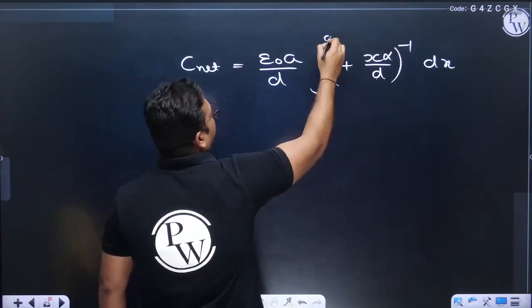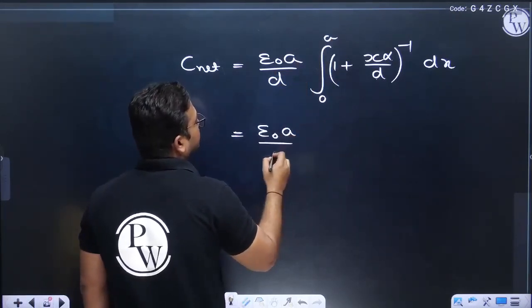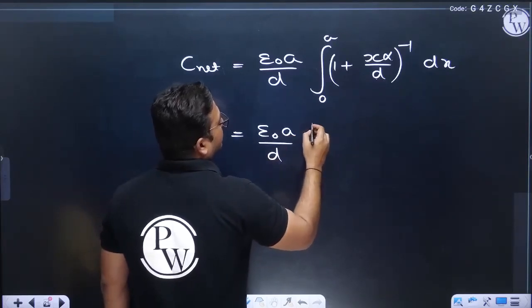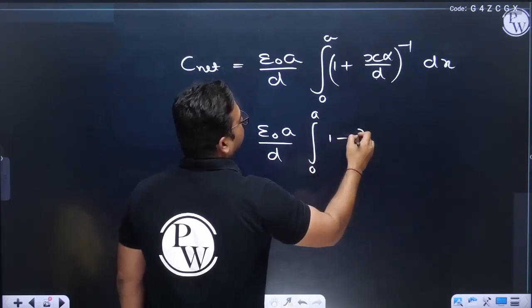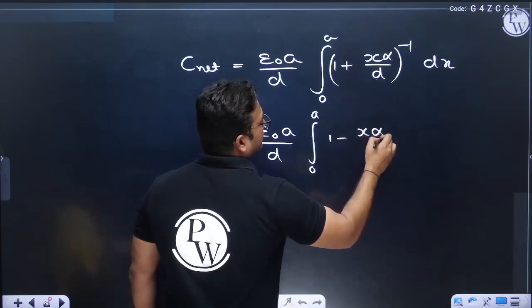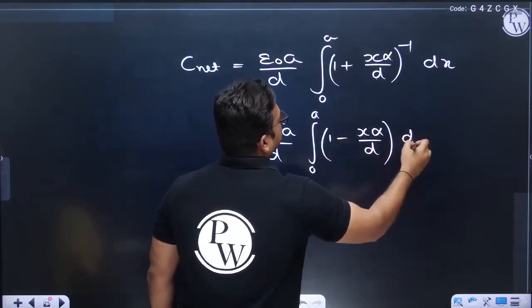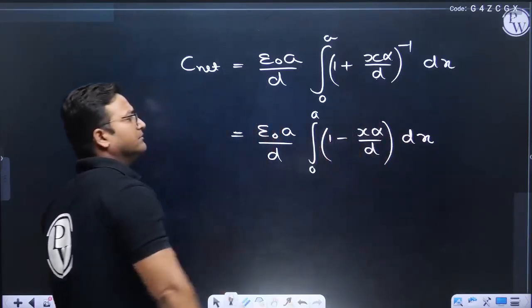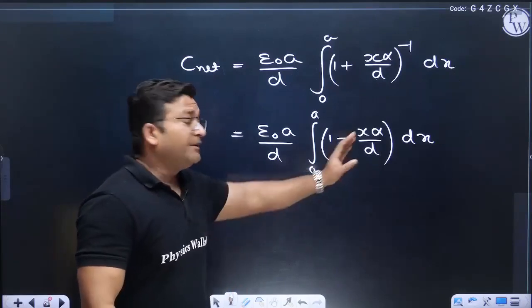Integration from 0 to a, epsilon naught a by d, and here it becomes from 0 to a, 1 minus x alpha by d, dx, and all other terms in binomial expansion can be ignored because all will have higher power of x.